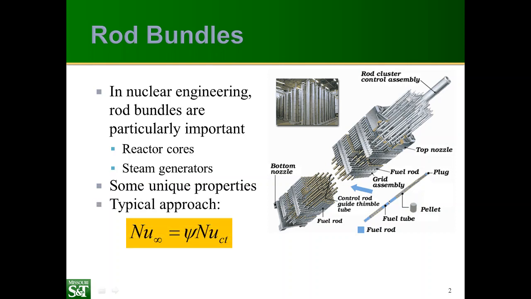And our typical approach is to use the Nusselt number for circular tubes, or Nusselt number sub CT, and then modify that to find the Nusselt number for the rod bundle. Typically we'll use the Dittus-Boelter correlation for the Nusselt number in a circular tube. However, other correlations are going to give pretty reasonable results. The next step then is to determine the enhancement factor, and we rely on empirical models to do that.